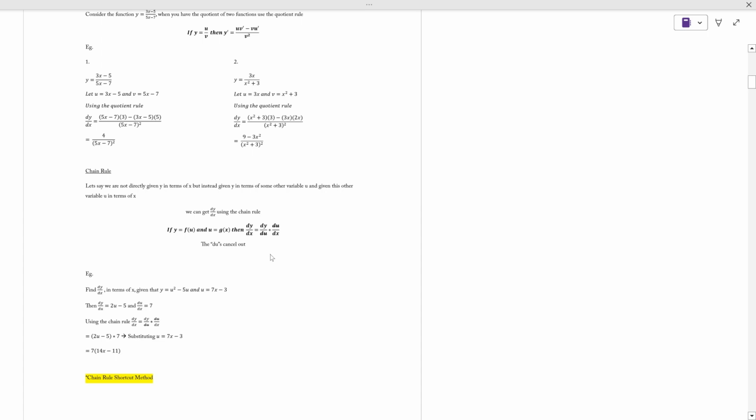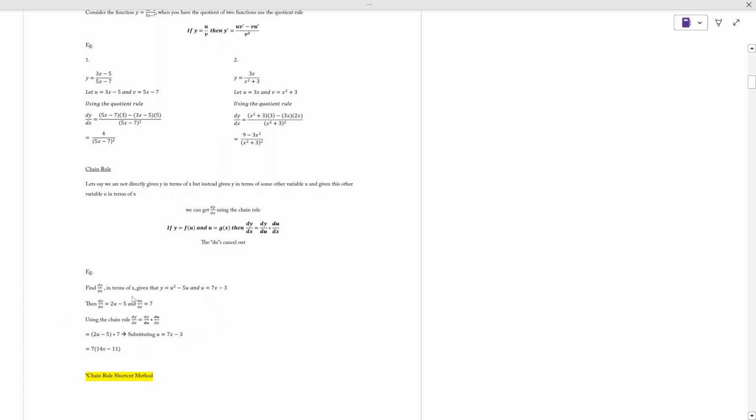But it gets more fun. So let's go through an example real quick. Find dy/dx in terms of x, given that y is equal to u squared minus 5u, and u is equal to 7x minus 3. Right? Once again, two functions. So one is y in terms of u, one is u in terms of x.